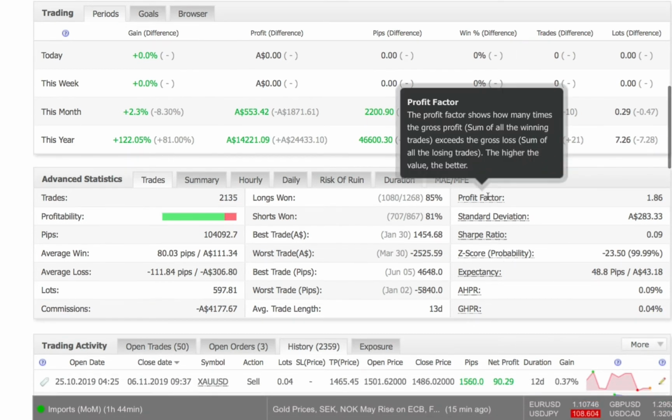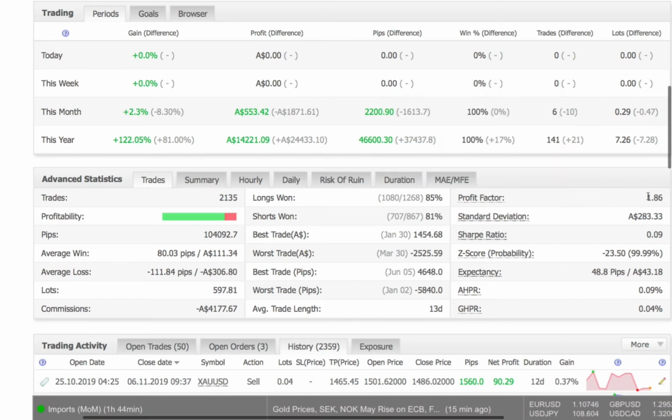The profit factor is 1.86. Basically, if you invest $10, you would expect to return $18.60. If you invest $100, you would expect to gain $186. If you invest $1,000, you would expect to return about $1,800, something like that.